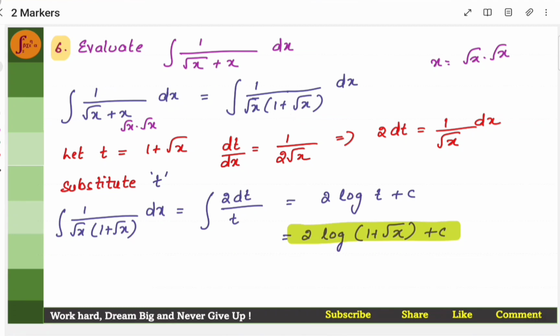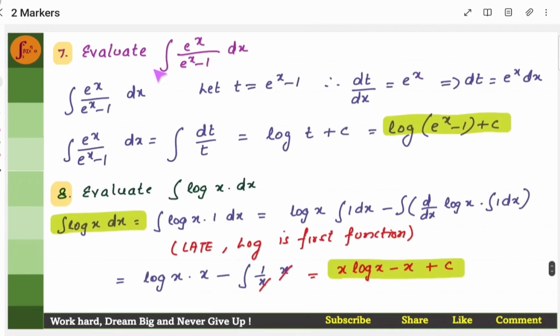Now you can assume that t is 1 plus root x. Let's assume this is t. Then if I differentiate, what will I get? I'll get 1 by 2 root x. Here I have 1 by root x, but I have 1 by 2 root x here. So what will I do? I'll shift 2 to the other side, so it'll become 2 dt. 2 dt is 1 by root x dx. So 1 by root x dx I can put as 2 dt, and 1 plus root x is t. That's all.